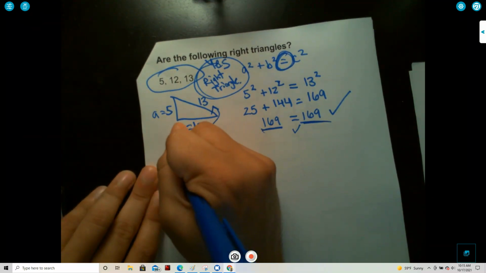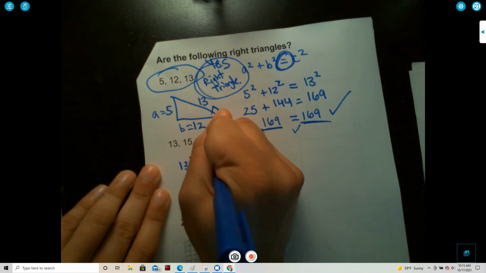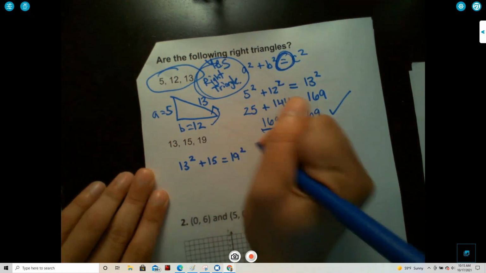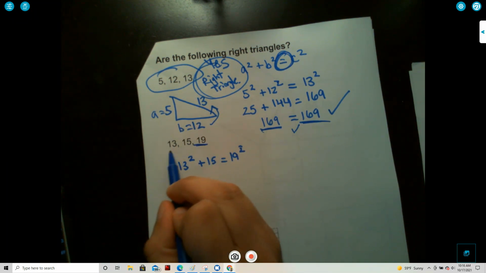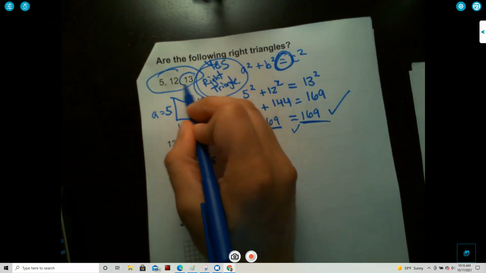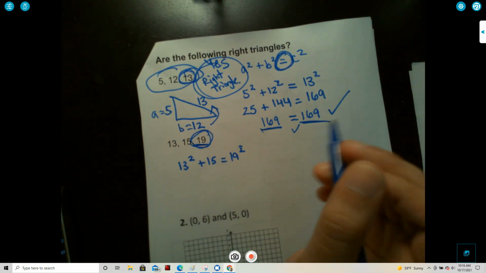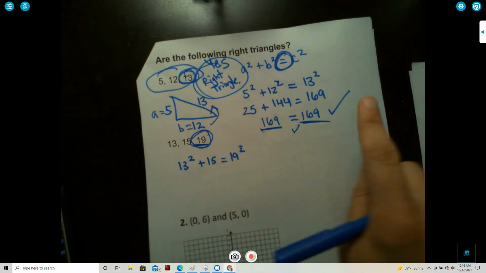Let's double check this one. So 13 squared plus 15 squared equals 19 squared. One thing I forgot to mention is that usually the last number expressed is the hypotenuse, but remember the hypotenuse is always the largest number of the set of three. So 19 would be the hypotenuse, which is the c variable, which goes on the right side of the equation.